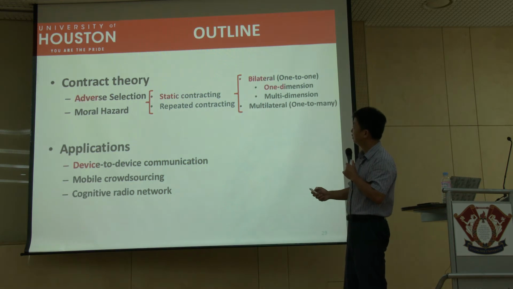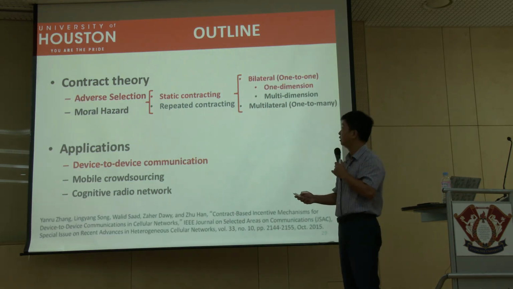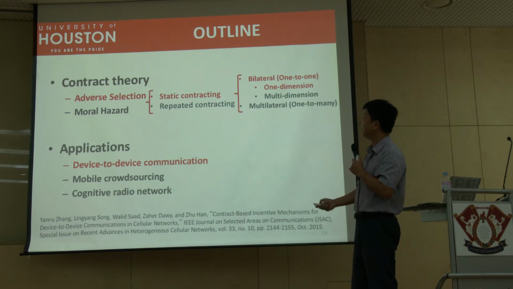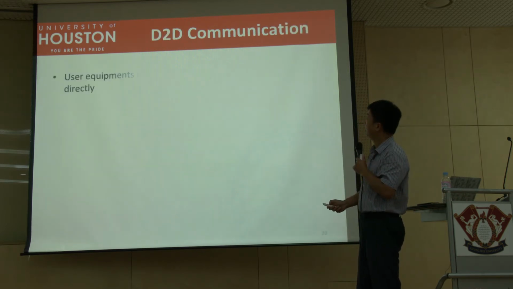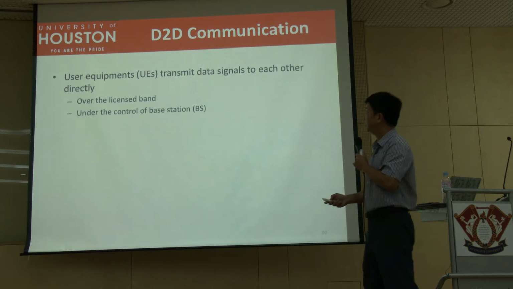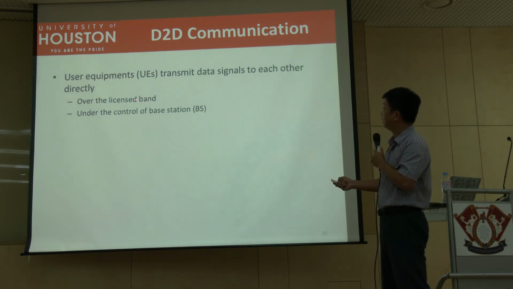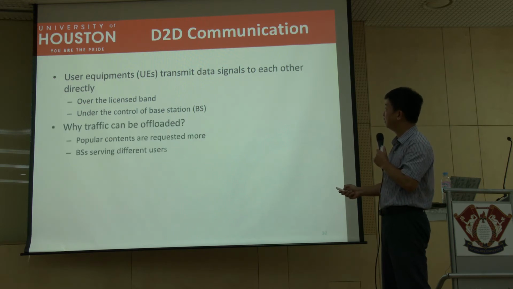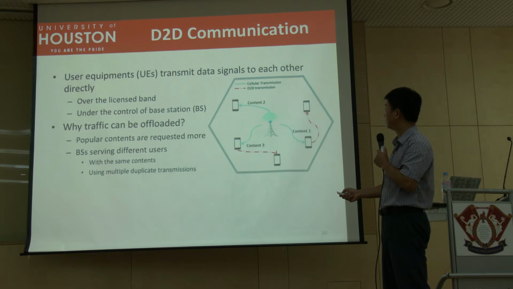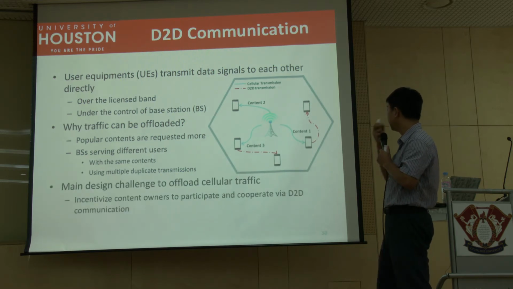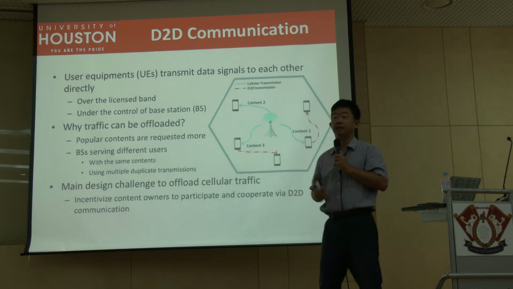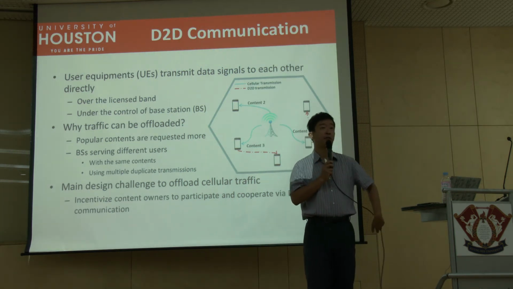Then let's talk about some examples, and let's talk about device-to-device as adverse selection first. User equipment transmits directly on the licensed band under the control of the base station, and the traffic can be offloaded, and the popular content can be requested more, with the base station serving the different users. So basically it means the D2D can offload the traffic for the base station.